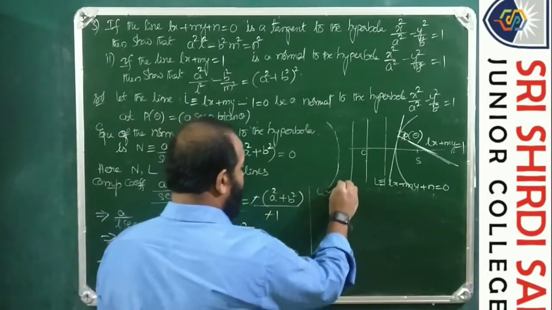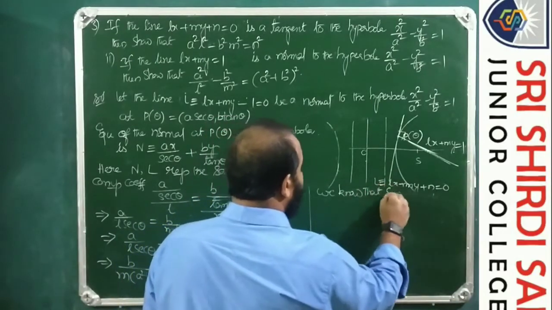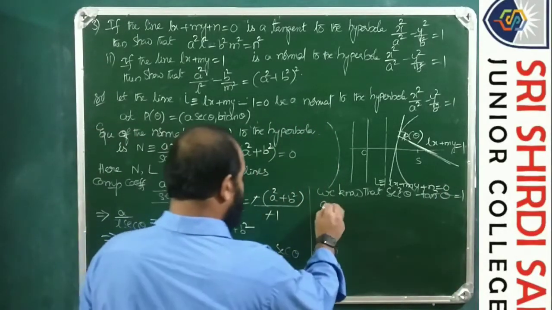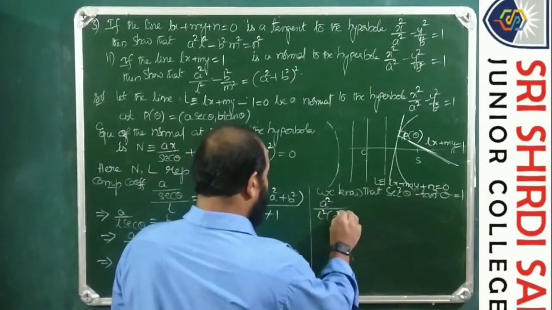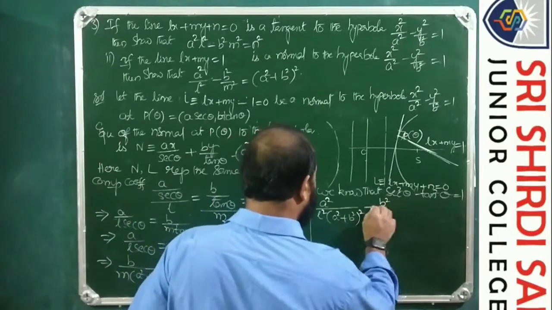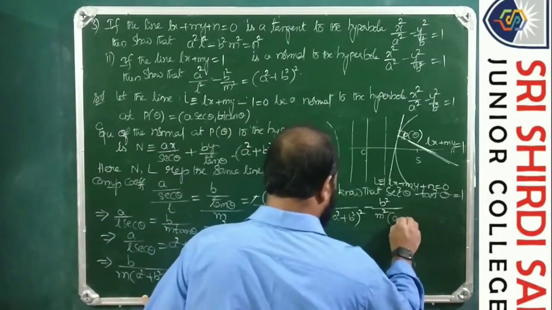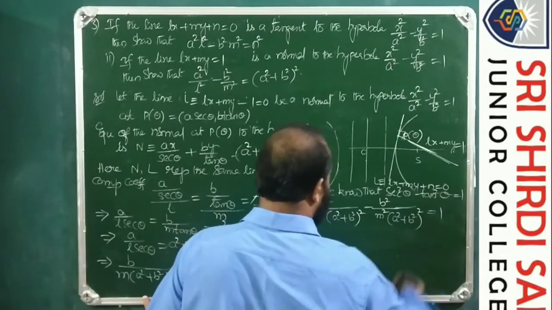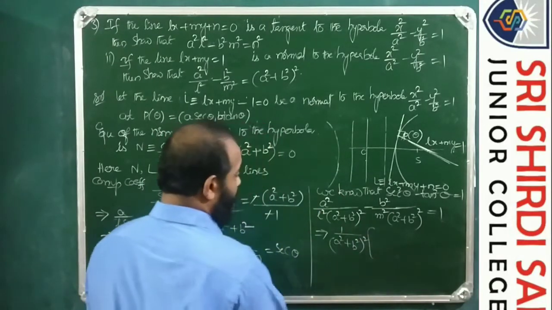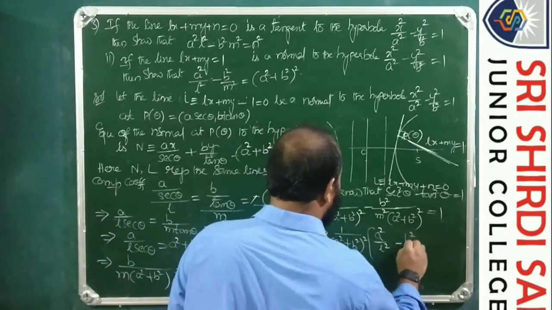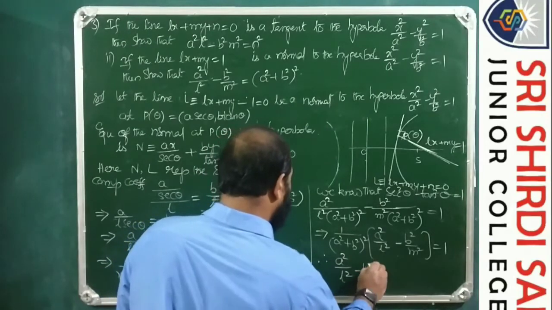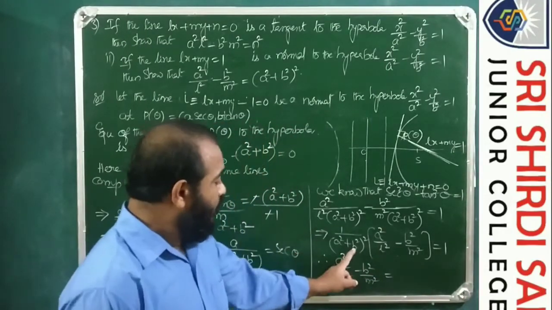So we know that secant square theta minus tan square theta is equals to 1. So secant square theta is a square by L square into (a square plus b square) whole square, minus tan square theta, which is b square by m square into (a square plus b square) whole square, equals 1. So if we take 1 by (a square plus b square) whole square common, then a square by L square minus b square by m square is equals to 1. Therefore, a square by L square minus b square by m square is 1 by (a square plus b square) whole square.